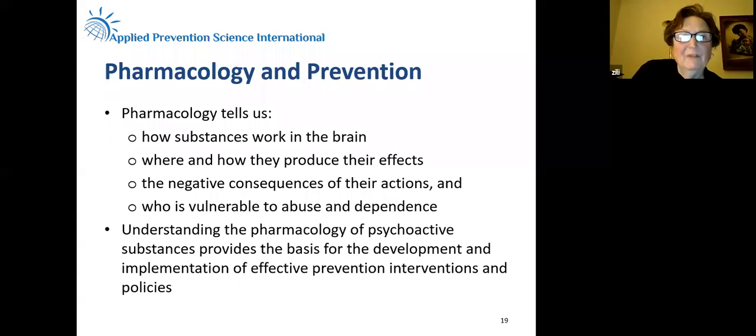And I think pharmacology is really important for prevention professionals to understand. In many instances, the prevention professional may be the only one in the community who may know about substance use, and is often the go-to person for information about pharmacology of drugs. And it's important for prevention professionals to understand how substances work in the brain, how they produce their effects and where those effects occur, what are the negative consequences of their actions, and then who is vulnerable to abuse and dependence. And understanding this provides a basis for the development and implementation of effective prevention interventions, and also helps them to advocate for prevention.